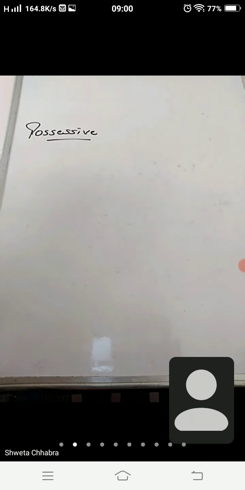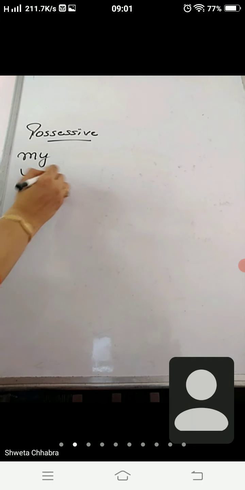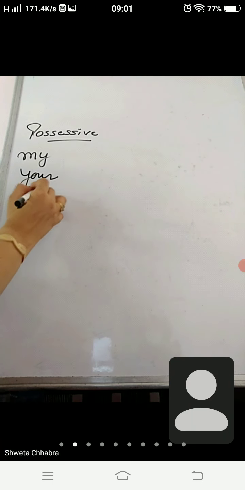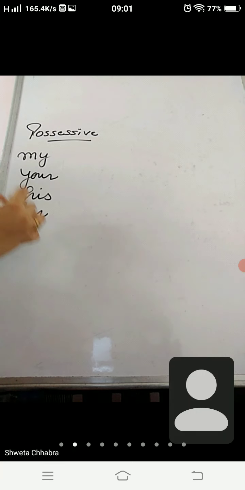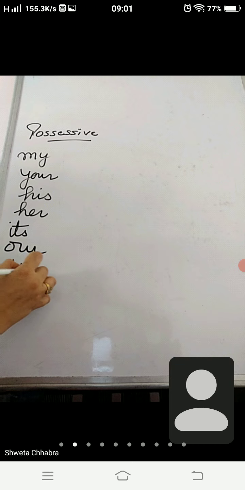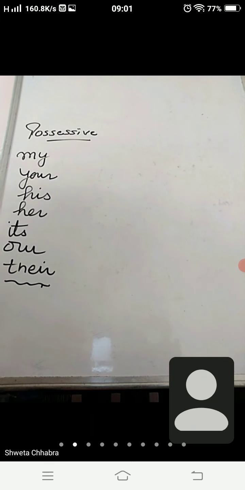Possessive determiners show your ownership, your belongingness. This is my bag, this is your marker, this is his bag, this is her bag. It is its food. We are doing our work, students are doing their work. So write down the spellings of their and there very, very carefully. So these all are the determiners.